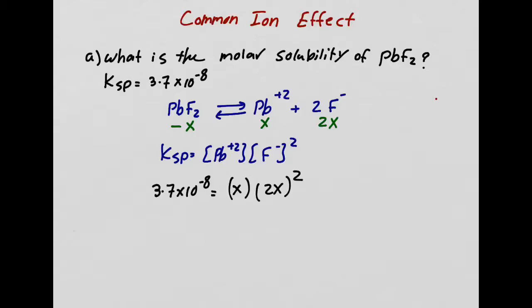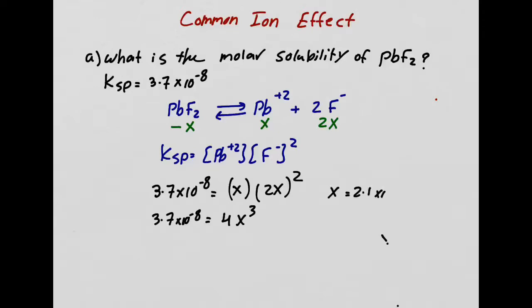Now, if I do that, I'm going to end up with 3.7 times 10 to the minus 8 equals, now I get, again, we did this before, but just really quickly again, the 2 goes here, this becomes 4, and this becomes x squared, and then when you multiply everything together, what you end up getting is 4x to the power of 3. Okay, so now if I solve for x, I get 2.1 times 10 to the minus 3, and x is my molar solubility of lead-2 fluoride. So far so good. Okay, now what we're going to do, the part B of this problem.